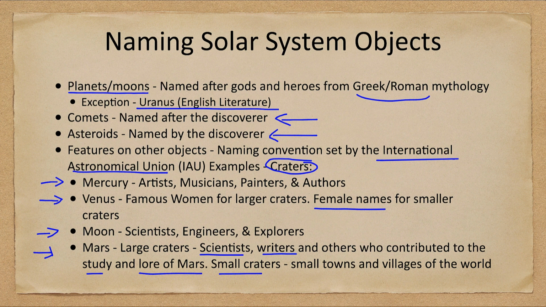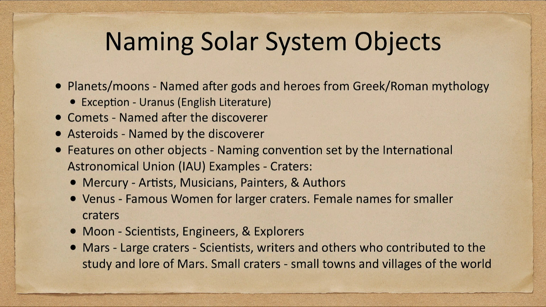So depending on which object you're looking at, they get their names through different sources, and they are again approved by the International Astronomical Union. Sometimes you'll have common names that people refer to things by, but the official names are set in this way.